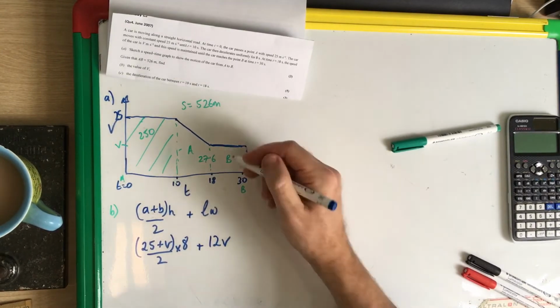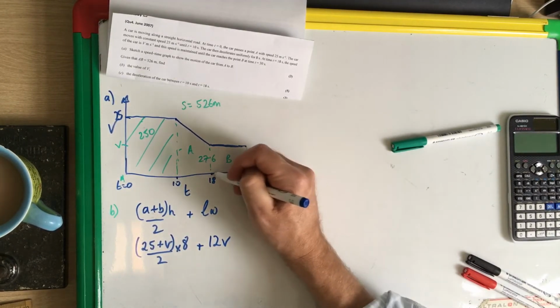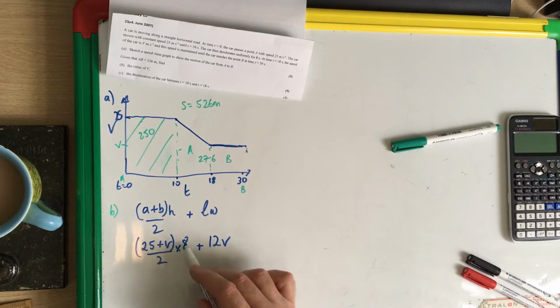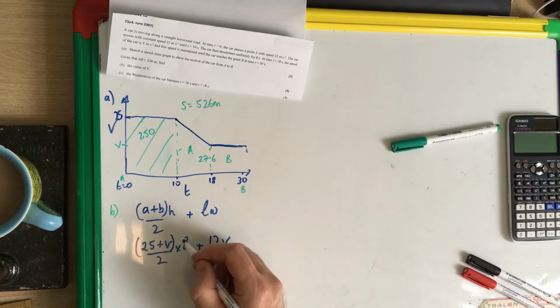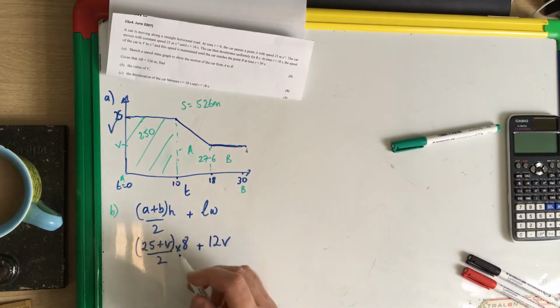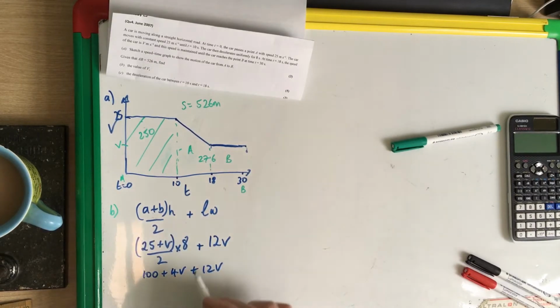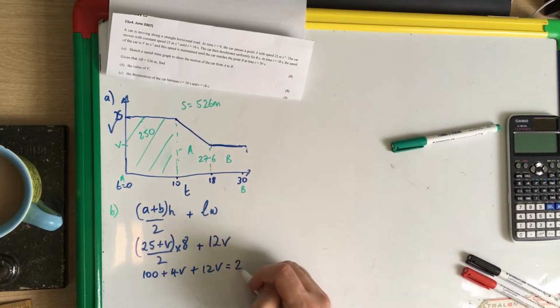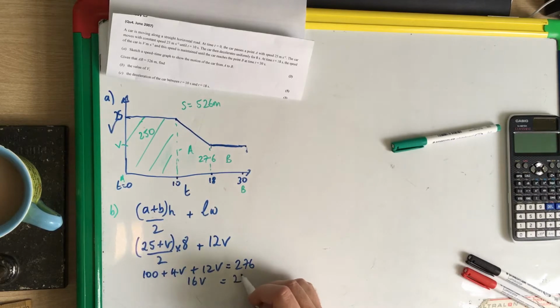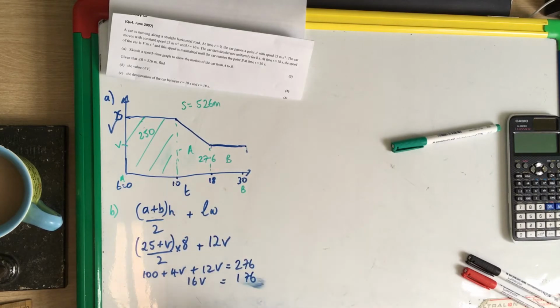Okay, so this rectangle has an area of 12v, 12 being that distance and v being the width of the box. Okay, and then just simplifying all of this, well, 2 and 8 makes 4, so that's 100. So if we do 8 divided by 2 is 4, so instead of using an 8 we're going to use a 4, times in this bracket out, we get 100 plus 4v plus 12v is equal to 276. And so we've got 16v is equal to 176, taking 100 off both sides.